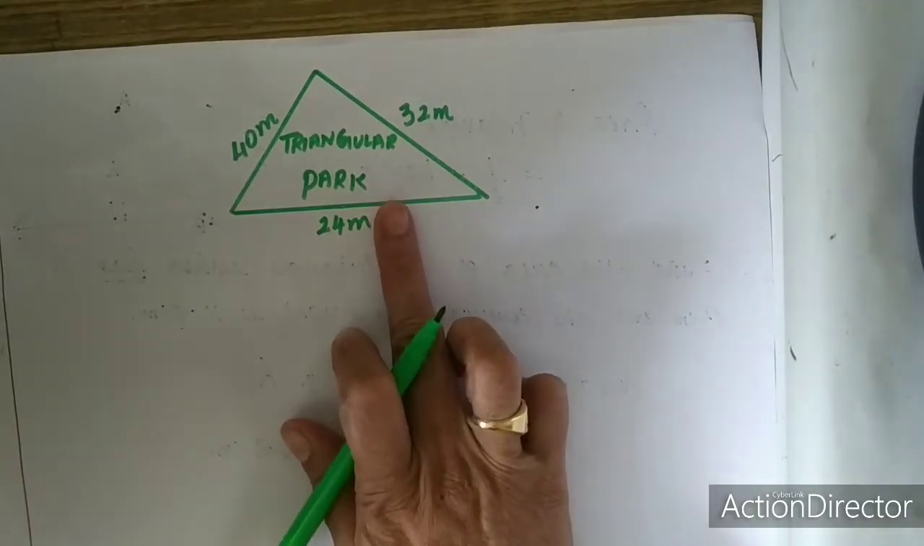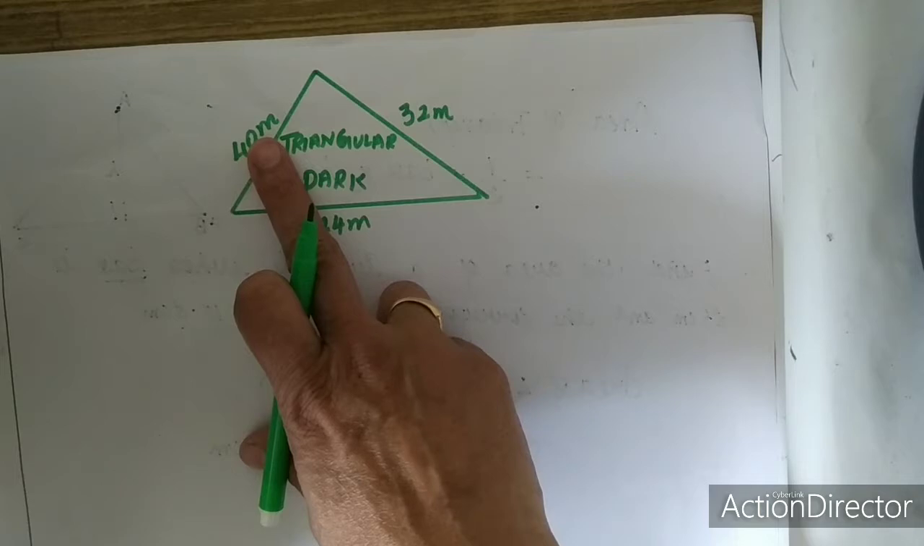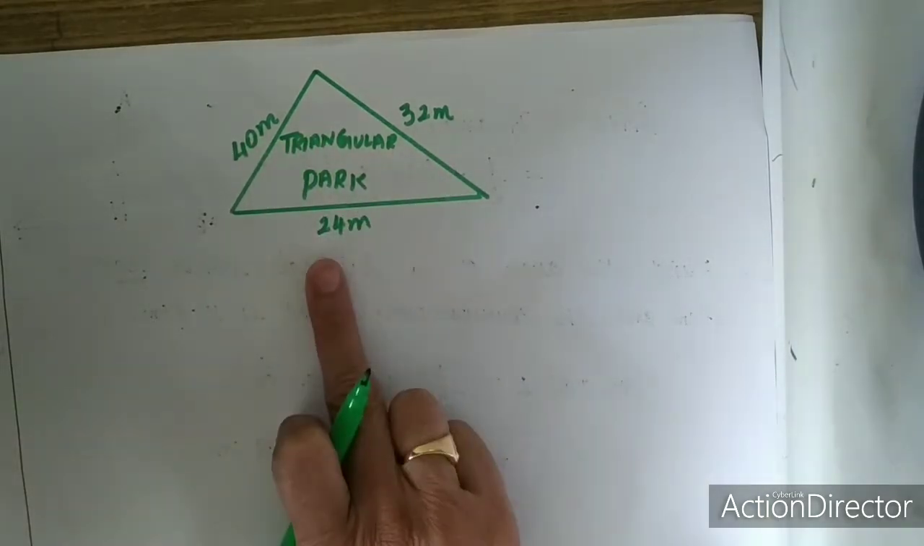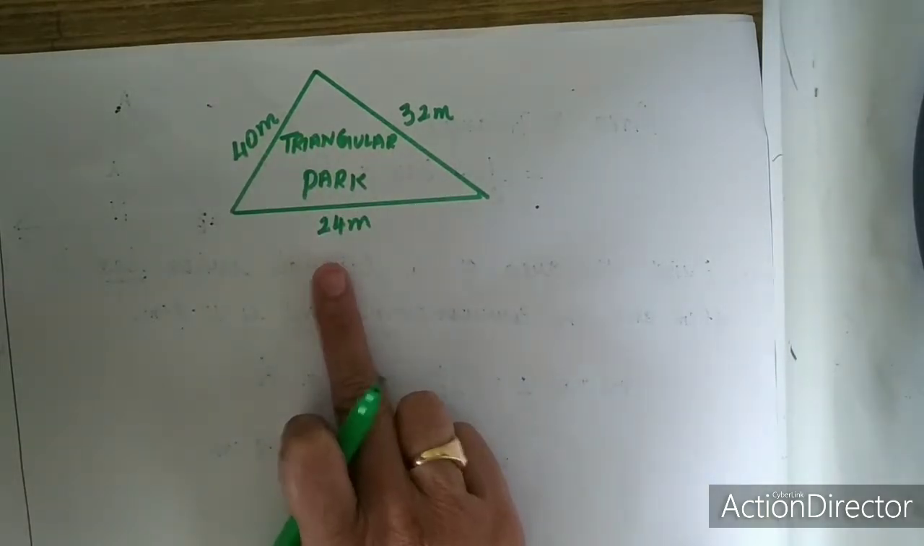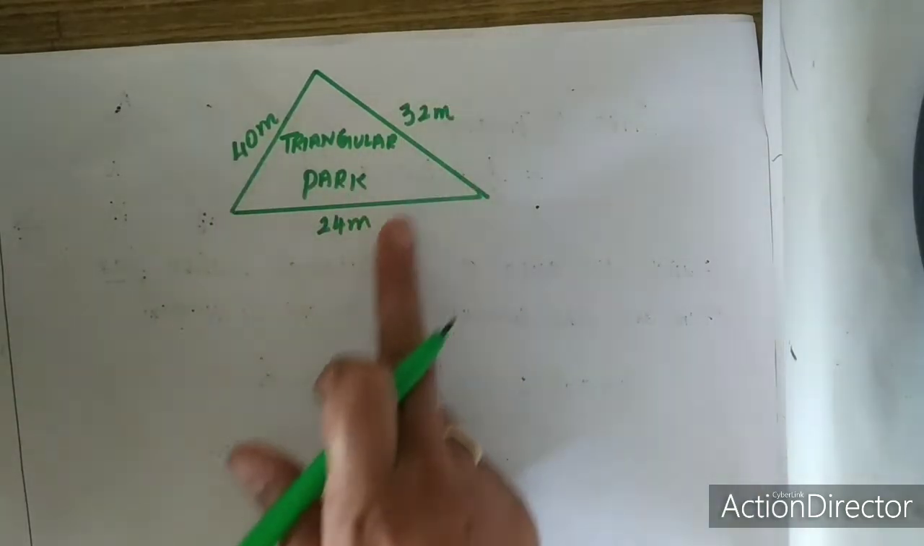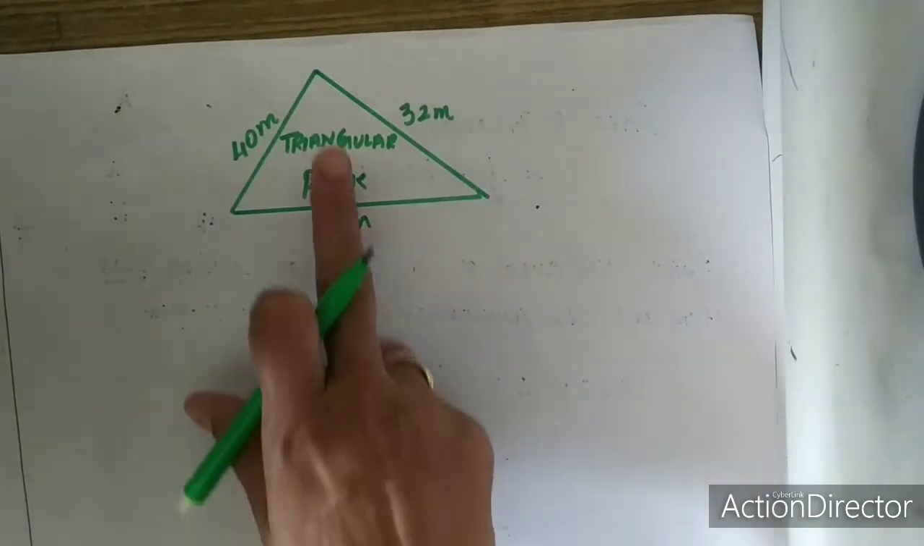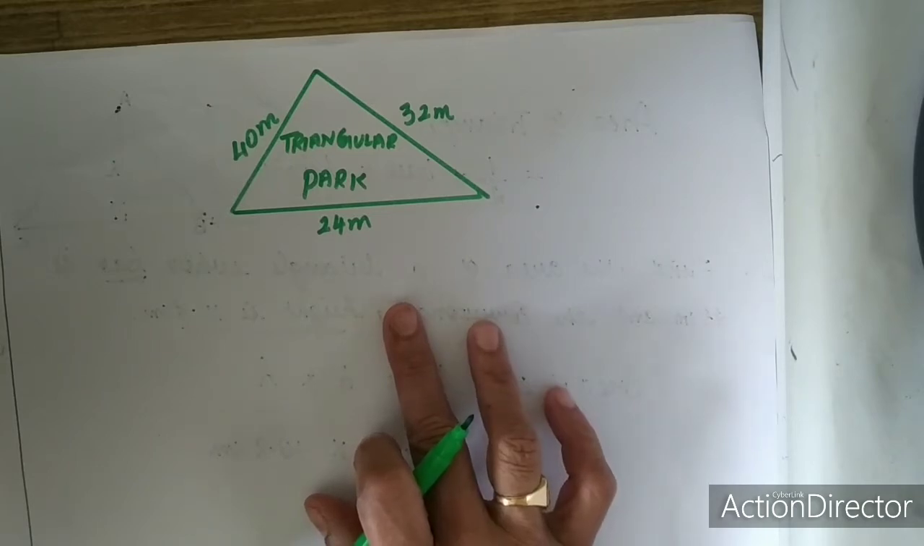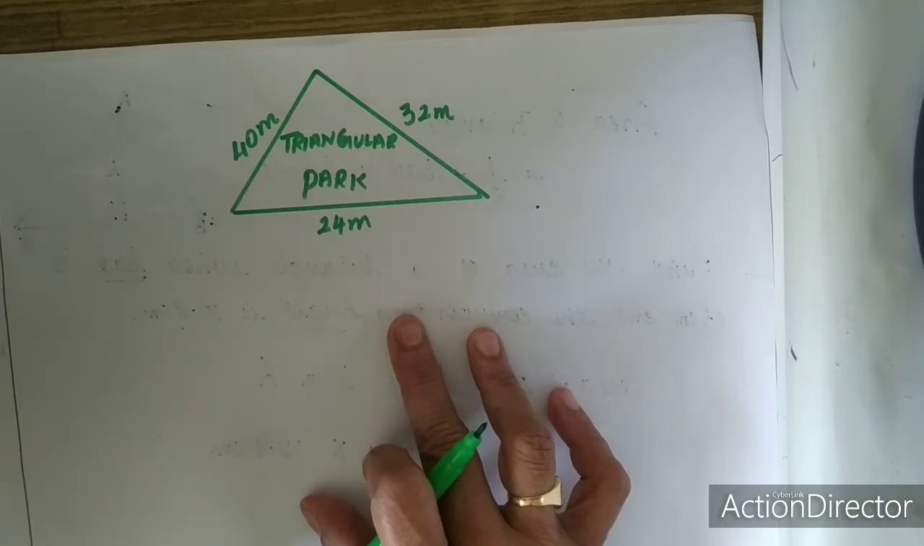Now, a triangular park is given whose sides are 40 meter, 32 meter and 24 meter. Can you say what type of triangle is this? This is a scalene triangle because all the three sides are different over here. And here the height of the triangle is not given. So, is it possible for you to use the formula half base into height and find the area of this park? It is not possible because we are not having the height of this triangle.